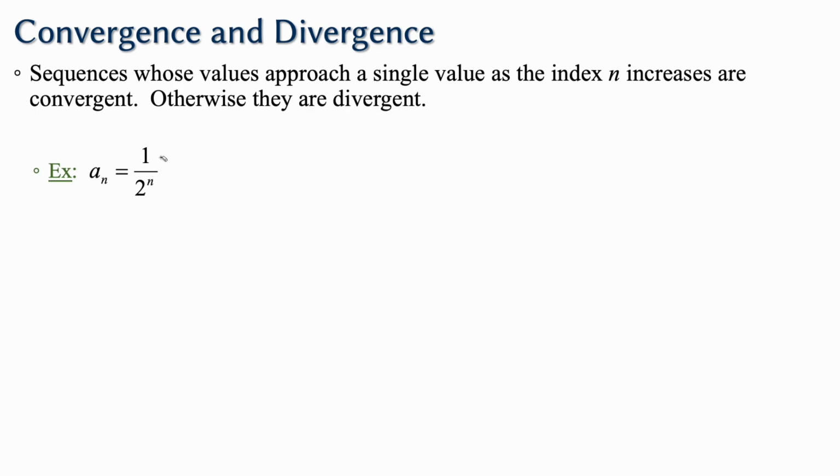In this example, we have 1 over 2 to the n. If we look at the terms of this sequence, this is basically 1/2, then 1/4, then 1/8, and it just continues like this, where the denominator keeps doubling while the numerator always remains 1. As we look at larger and larger values of n and the terms they generate, it's pretty clear that these numbers are definitely getting smaller.